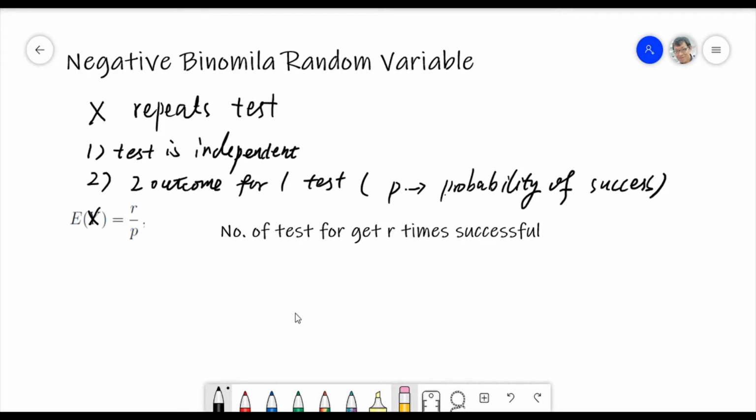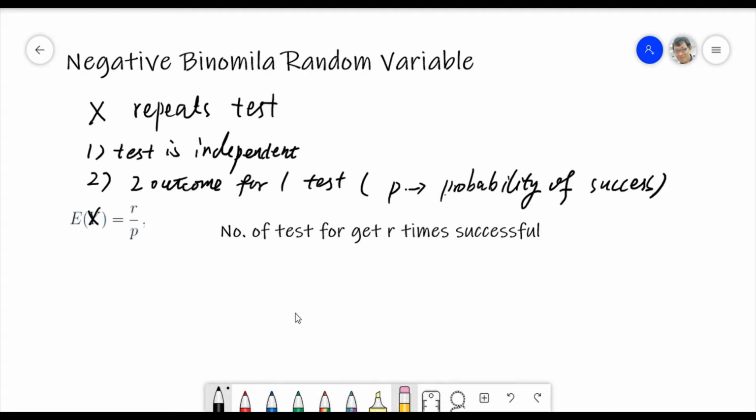Everyone. This time we go on with still the statistic, the mathematic part, and we will go to the negative binomial random variable. What's a negative binomial random variable? So they have to meet, what I'm writing, two criteria.